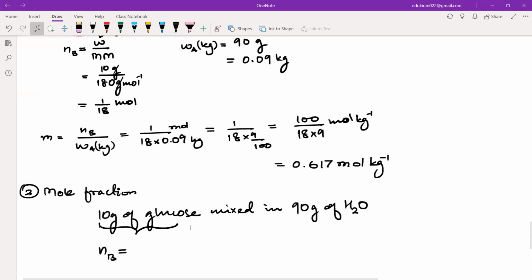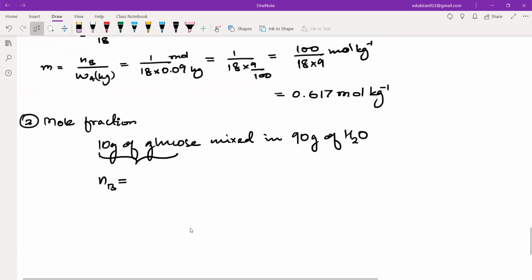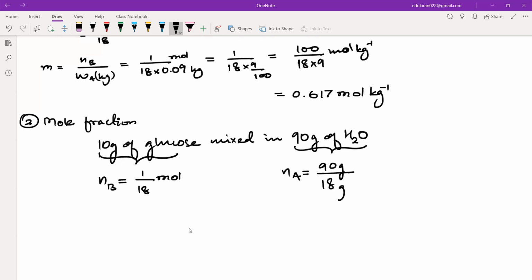How much did we get? 1 upon 18 moles. 90 gram of H2O will give me the number of moles of A, that is the solvent, which will be equal to 90 grams upon the molar mass of water. Remember this also: 18 grams per mole. Calculate this term. 90 upon 18 will be 5, right? Yes or no? This will be 5 moles.